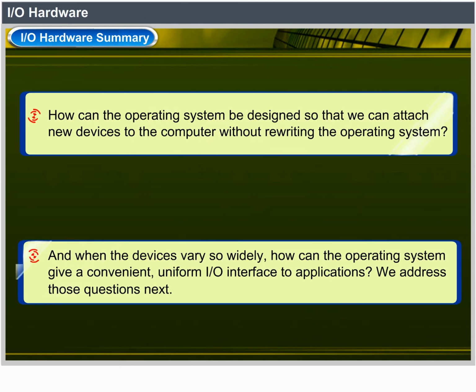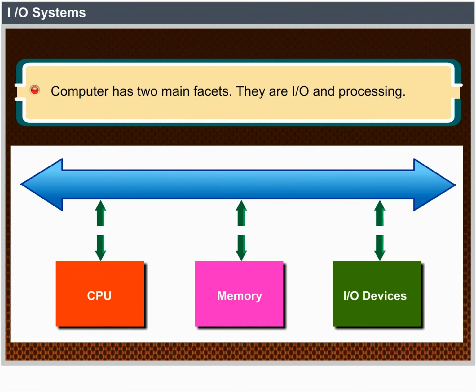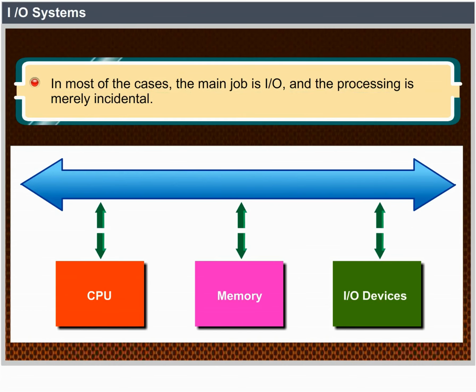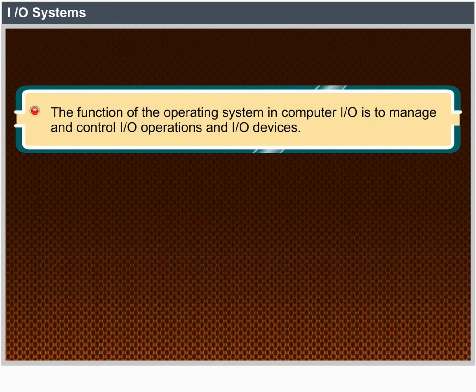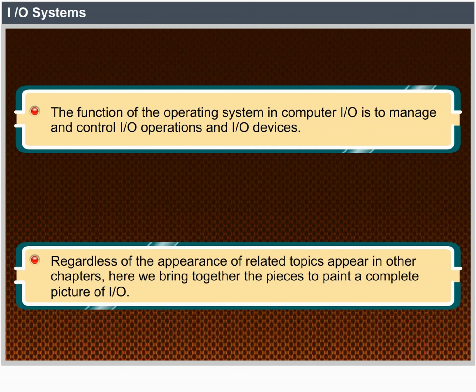Input-output systems. The two main jobs of a computer are input-output and processing. In many cases, the main job is input-output, and the processing is merely incidental. For instance, when we browse a web page or edit a file, our immediate interest is to read or enter some information, not to compute an answer. The role of the operating system in computer input-output is to manage and control input-output operations and input-output devices. Although related topics appear in other chapters, here we bring together the pieces to paint a complete picture of input-output.